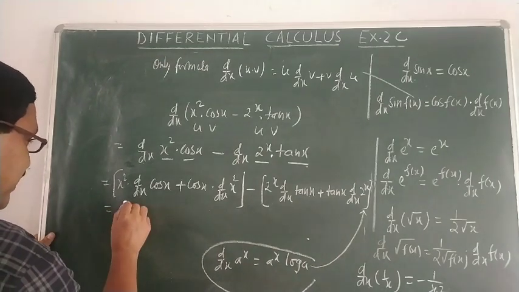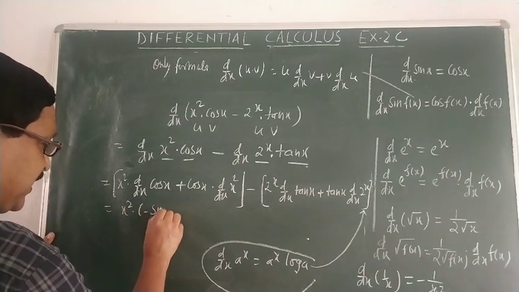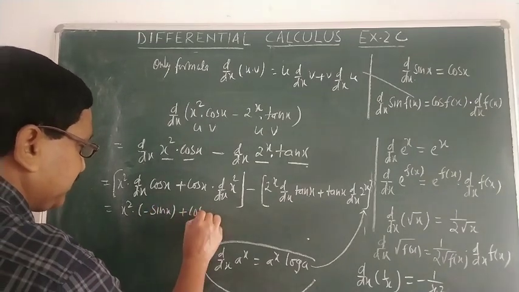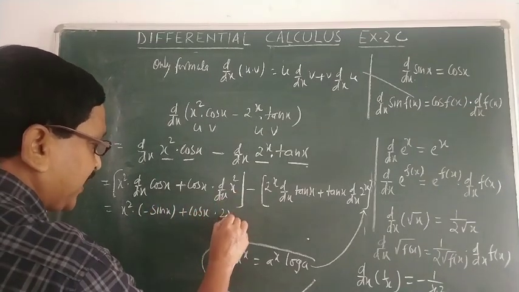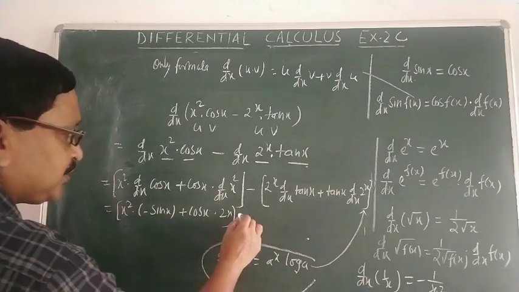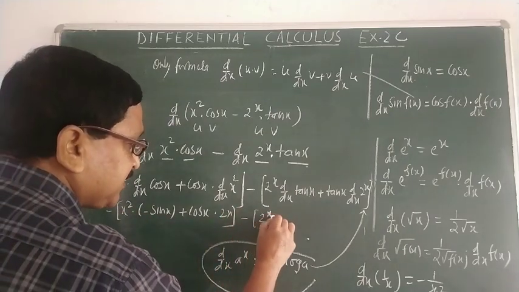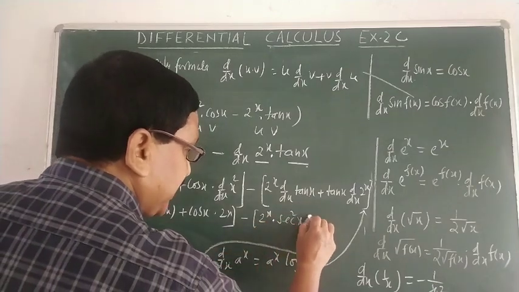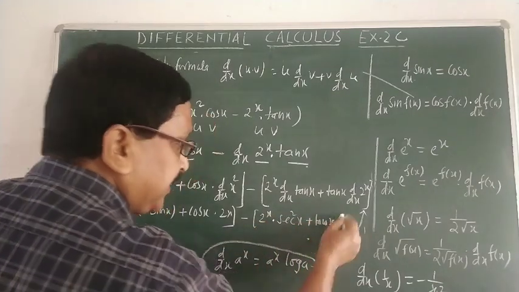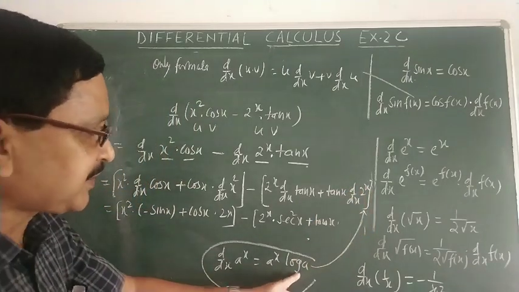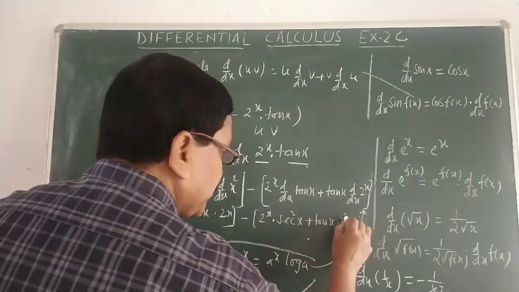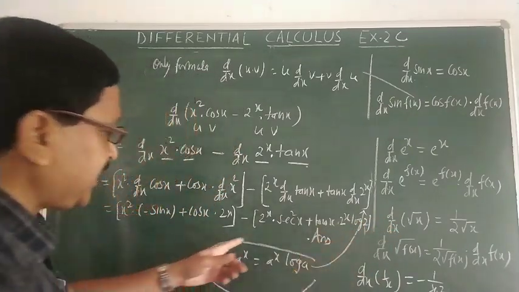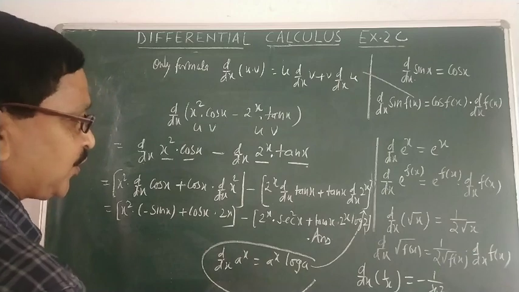So this is x square and cos x is minus sin x. The differentiation of cos x is minus sin x plus cos x, and x square is 2x. So bracket is closed. Minus 2 to the power x, tan x is sec square x, plus tan x, and 2 to the power x is 2 to the power x log 2. So this is your answer. After that you are supposed to simplify at your own cost.